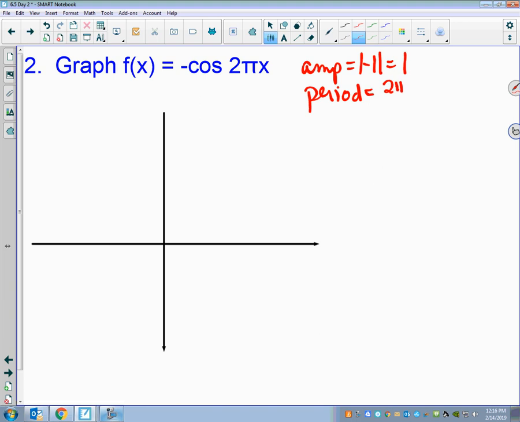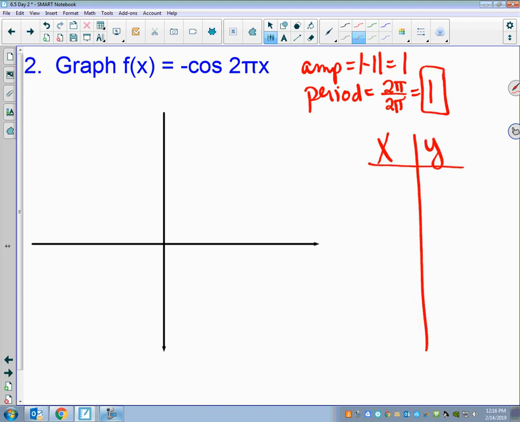But the period is 2 pi over b, so 2 pi over 2 pi gives me a period of 1. This is where labeling your x-axis becomes really, really important. There is no phase shift here. There is no vertical shift, so I'm not going to write that part out. But this is where picking your points is so important, okay?